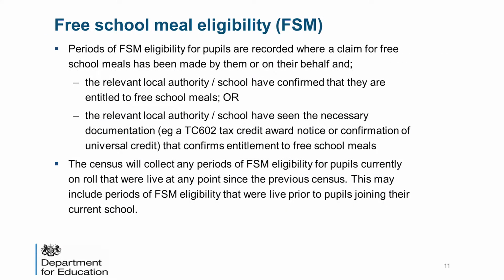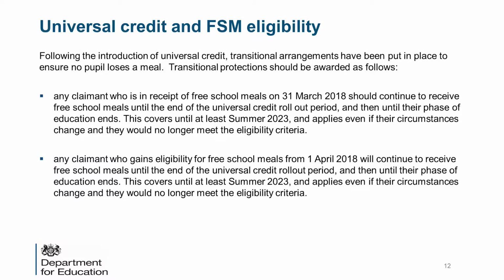Periods of free school meal eligibility that were live since the previous census will be collected in the current census for any pupil who is eligible for FSM and has made a claim. Following the introduction of the universal credit, transitional protections have been put in place for pupils who were eligible as at the 31st of March 2018 or became eligible after that date.